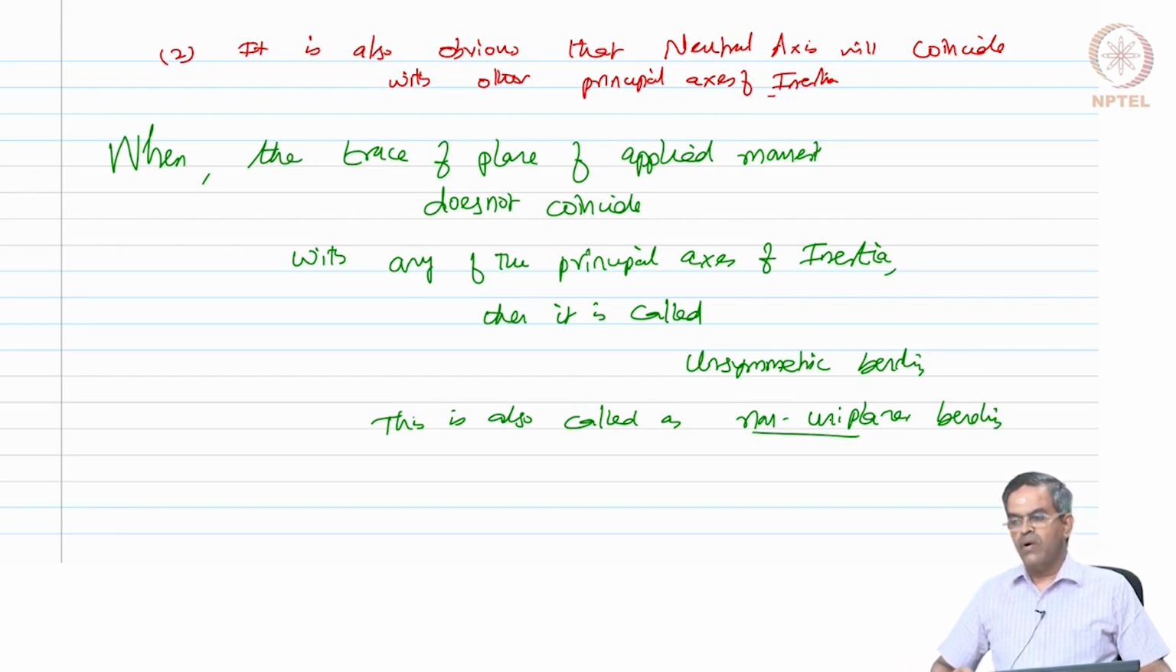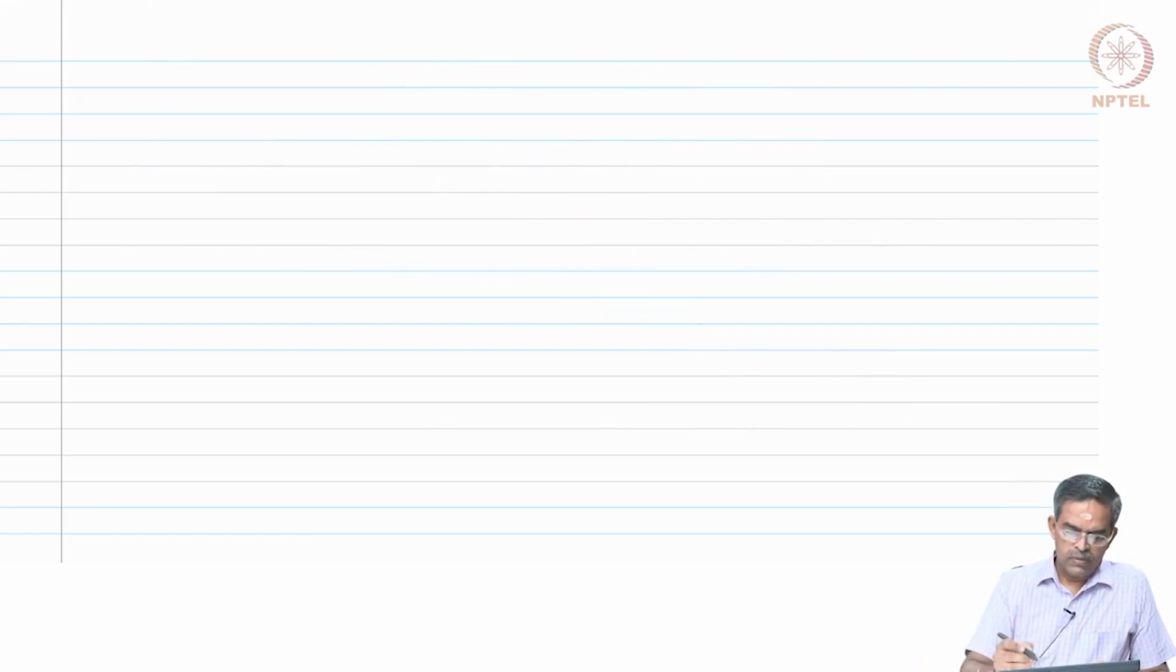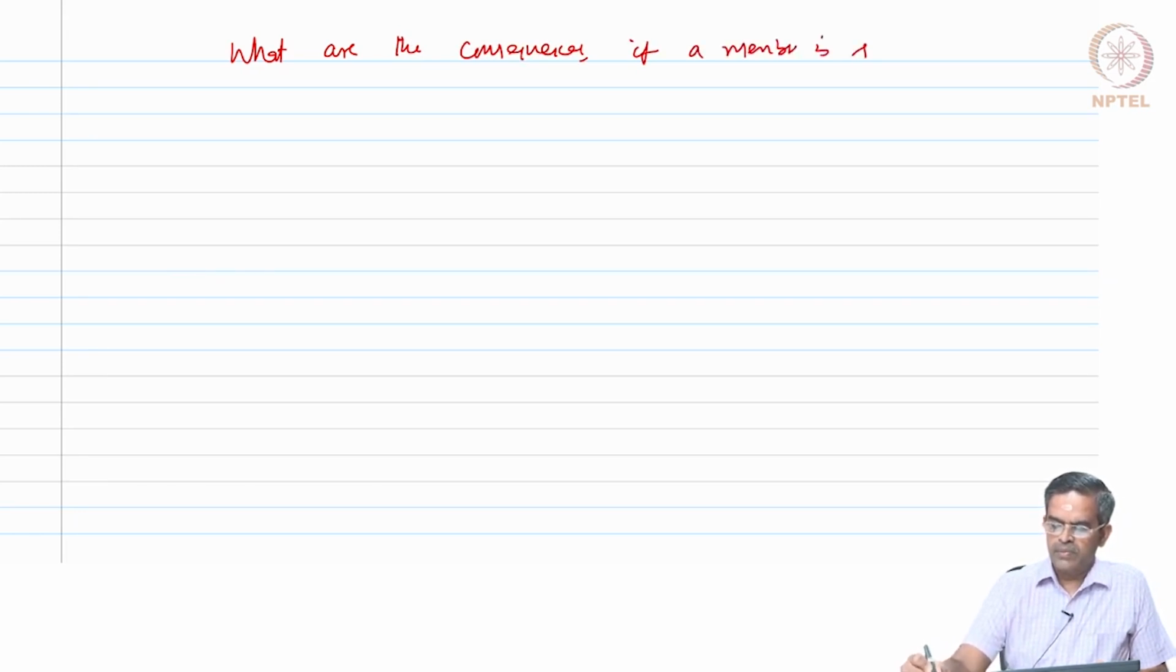Okay. Now, the question comes, if a member or a cross section is subjected to unsymmetric bending, what will be the consequence? So, we will ask a question, what are the consequences if a member is subjected to unsymmetric bending?